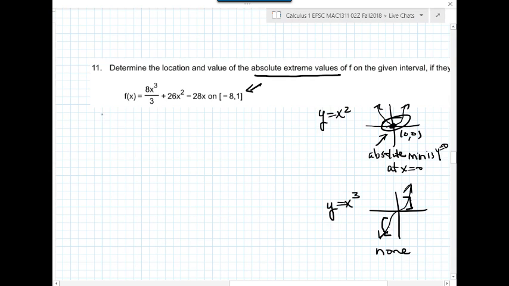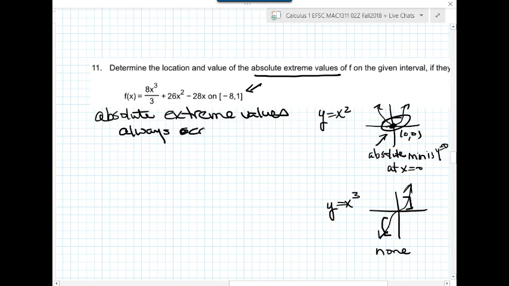There is no other y value lower than that. So this has an absolute minimum at x equals 0. The absolute minimum is y equals 0. Whenever I say where does it occur, I'm talking about x. Whenever I say what is the minimum, I'm talking about y. All right, but a lot of functions don't have an absolute minimum, like y equals x cubed, right?